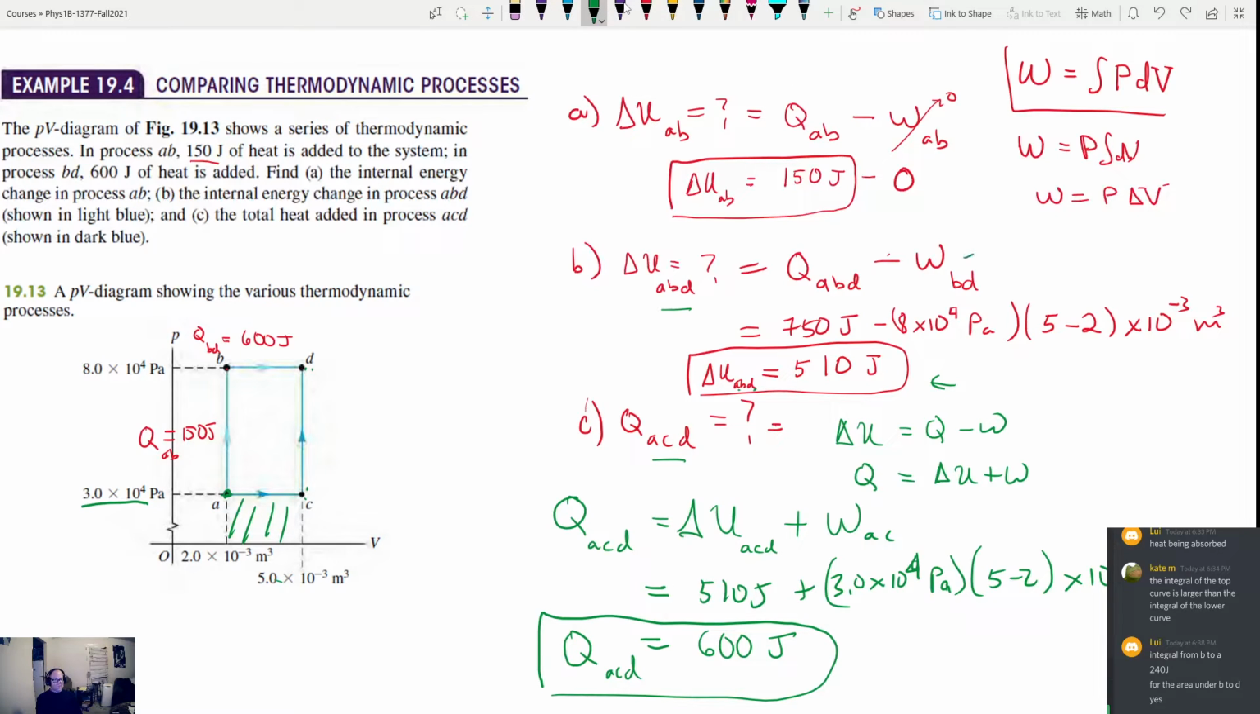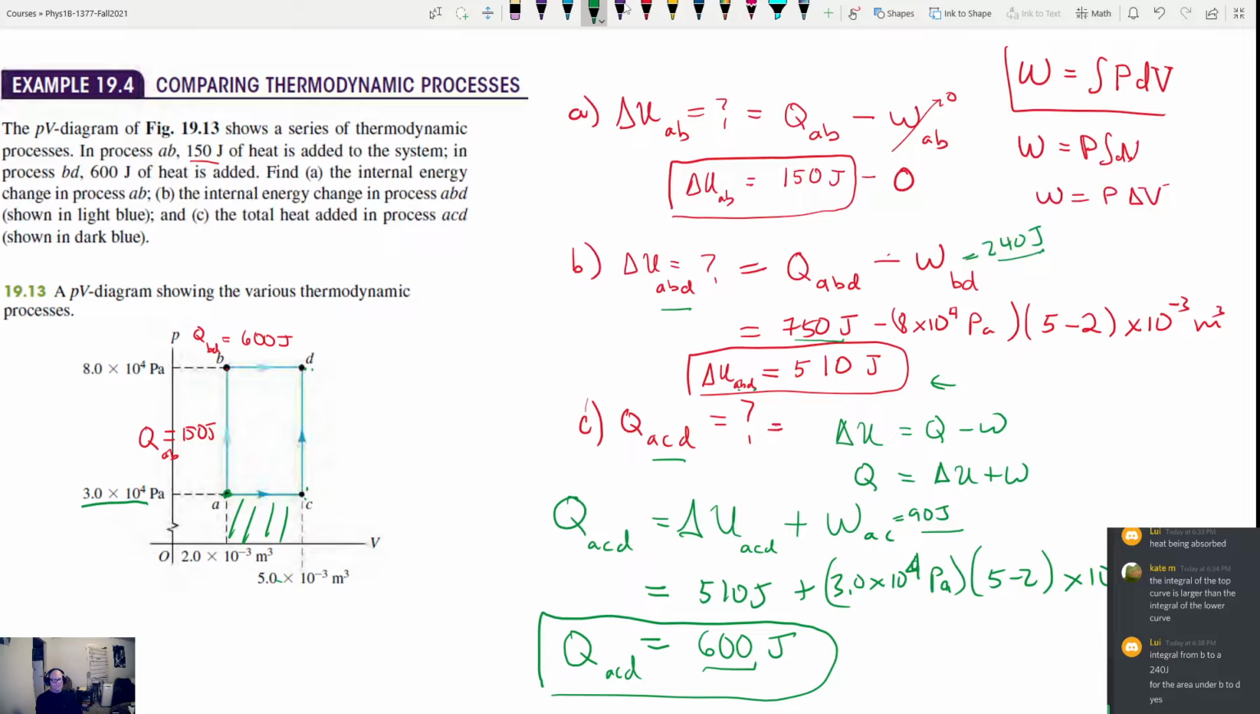In this case, the work done by the system was equal to 240 joules. In this case down here, this work ended up being equal to 90 joules. So more heat goes in process ABD, right? 750 joules goes in, and we get 240 joules of work out. In the process ACD, you put in 600 joules, and you get out 90 joules of work.